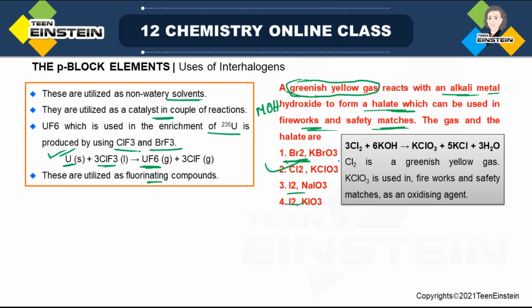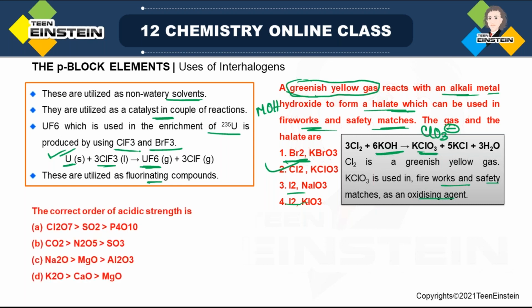So this is the actual equation. Chlorine reacting with alkali metal hydroxide is producing halate, that is chlorate, ClO3 minus, and chlorine is greenish yellow gas that we already know. It is used in fireworks, safety matches as oxidizing agent. Option 2 is the correct option.